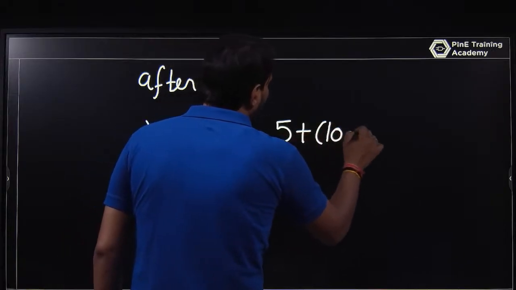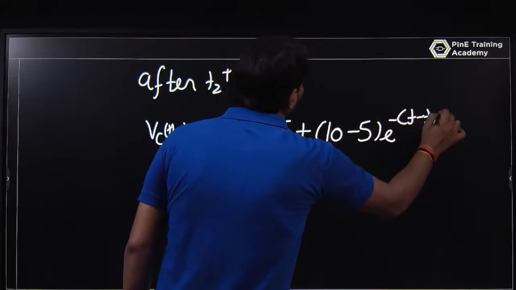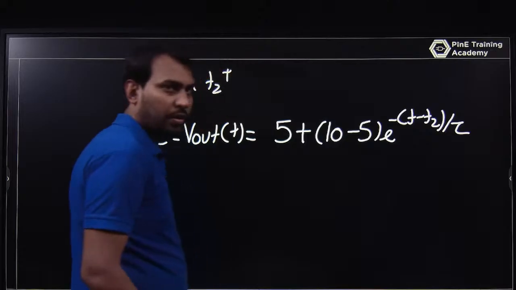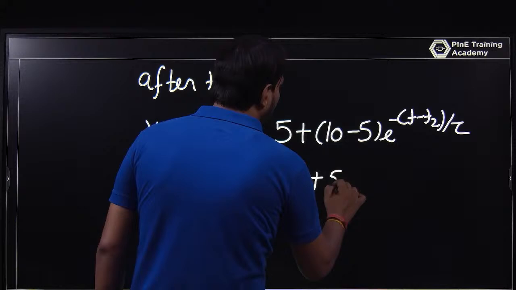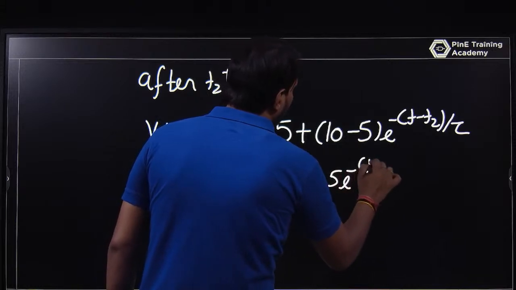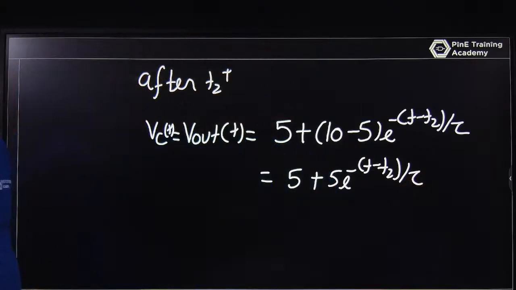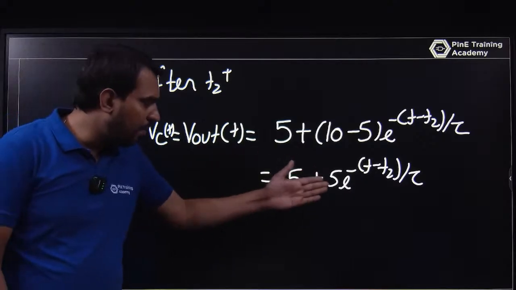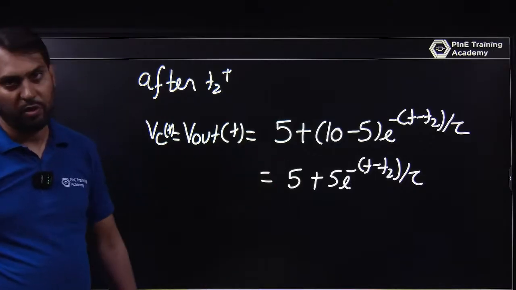Initially it was 10, so 5 e to the power minus (T minus T2) upon tau. So this is 5 plus 5 e to the power minus (T minus T2) upon tau. Yes or no? So it is decreasing, but it will never decrease to less than 5 volt. It is always 5 volt.